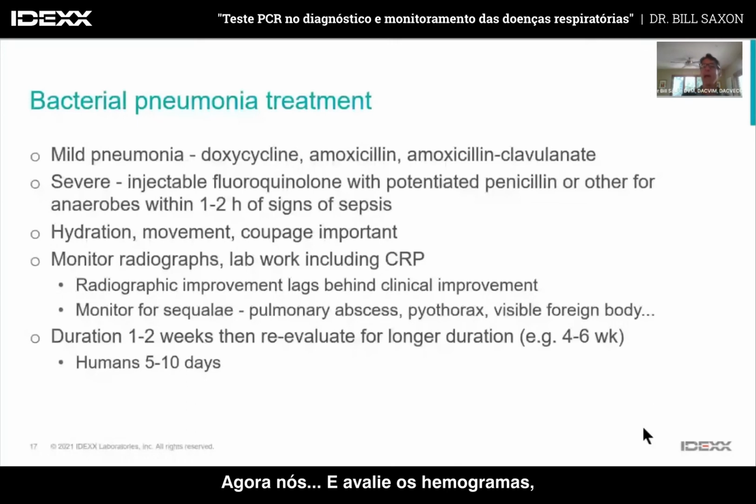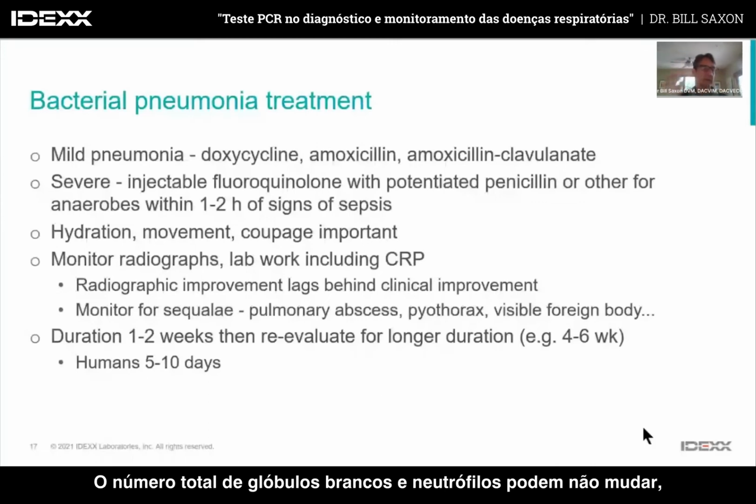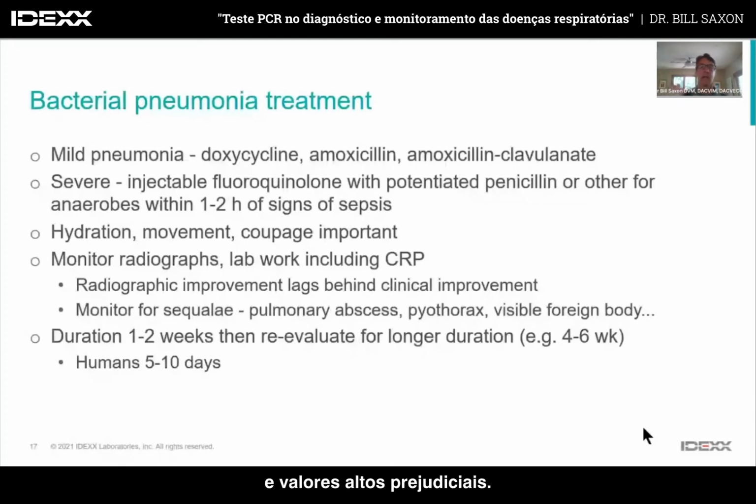But now look at your serial CBCs daily if they're really sick. Look at those graphics, because the total number of white blood cells and neutrophils might not change and might be normal as the differential varies. Maybe there's a neutropenia acutely and a high band count, so that's a normal count. As they improve, maybe the band count goes down and the neutrophils come up. The differential has changed, but the total might not have changed.